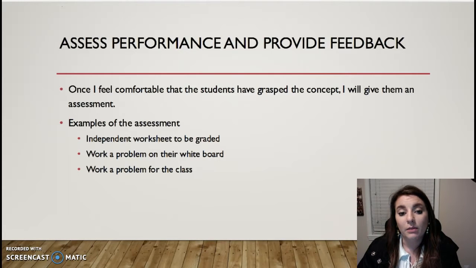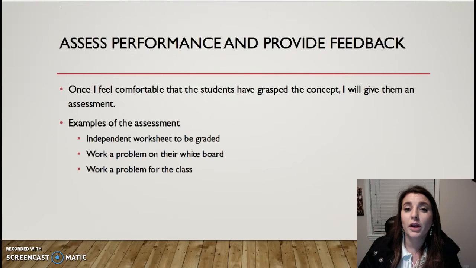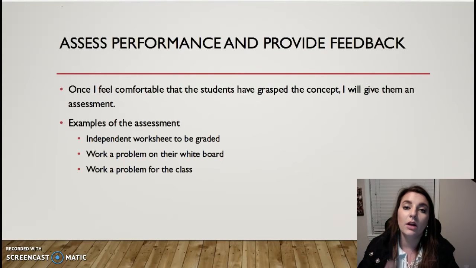It can be to work their problems on their whiteboard and hold them up so I can assess them all at one time and see how many of the same answers I have and how many are different. Or sometimes I'll let a student get up and work it in class if they really feel comfortable with it, and they love to do that, especially when they grasp the concept very quickly.